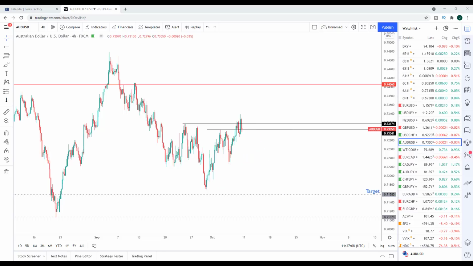So we've already looked at EuroCad and also CAD yen. Let's have a look at Aussie yen, because Aussie yen, franc yen, and pound yen are bullish to neutral currencies versus a weak currency in the Japanese yen.